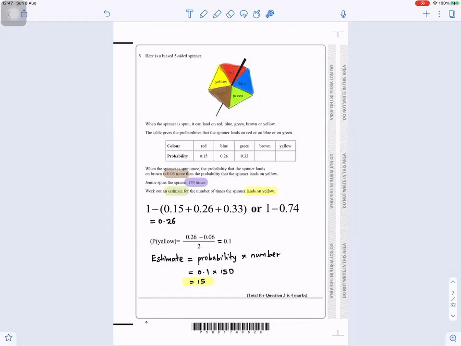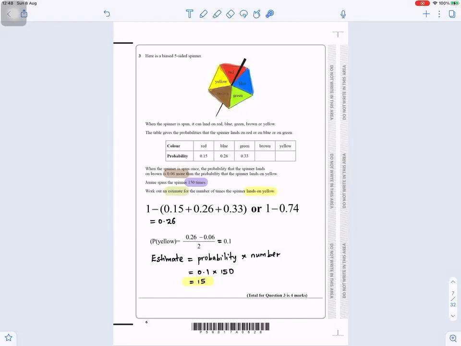When the spinner is spun once, the probability that the spinner lands on brown is 0.06 more than the probability that the spinner lands on yellow. Jenny spins the spinner 150 times. Work out an estimate for the number of times the spinner lands on yellow.